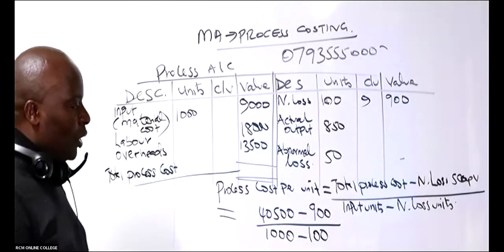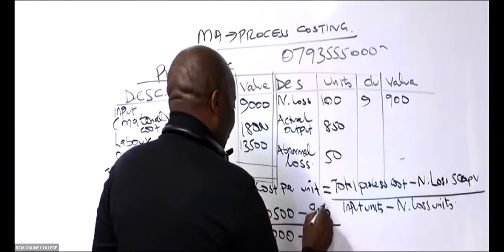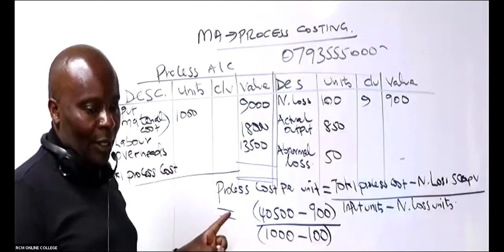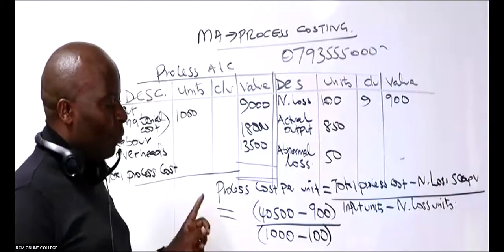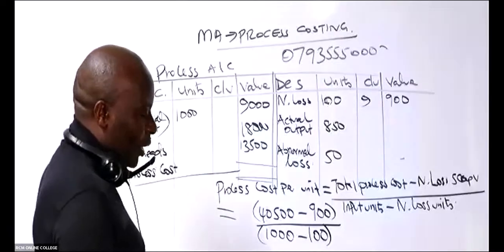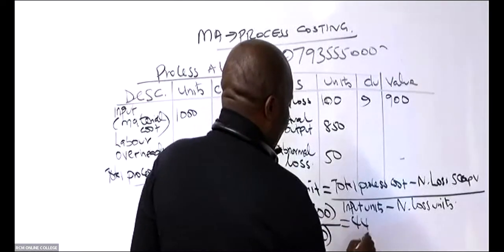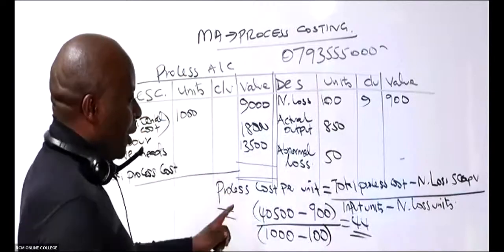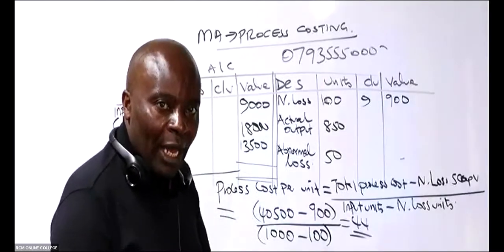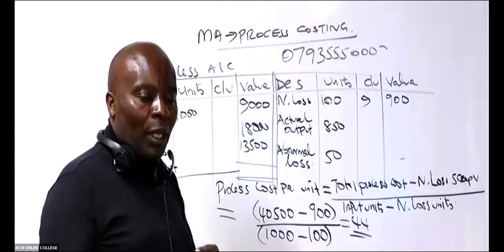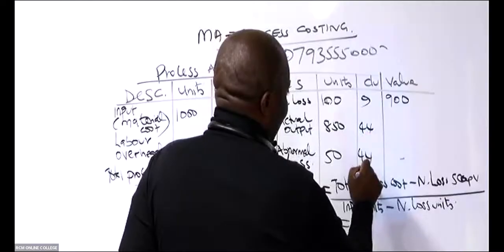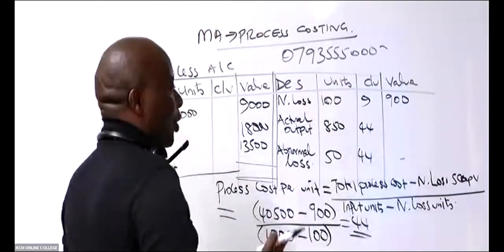Is there someone who is able to do their abracadabra here until they give us the final answer? So you say open brackets, 4,500 minus 900 close, divided by open brackets, 1,000 minus 100 close. These ninjas are giving me a figure of 44. So remember, 44 is the process cost per unit, applicable for actual output, abnormal loss, and what we shall be calling abnormal gain. So here you put 44, 44 like that. And then you do your multiplications and give me the totals.